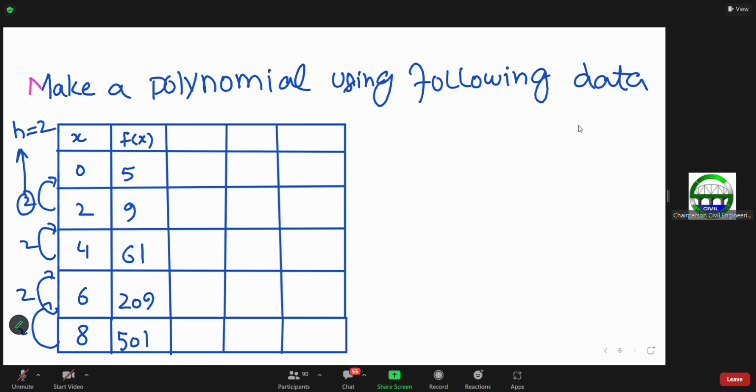Anyway, what we were talking about: we said make a polynomial using the following data. First we checked it is equal interval, so we can use the Newton forward or the backward formulas. If it is not mentioned, go with the forward or the backward, it's your choice. Most of the time I prefer that you go with the forward because it is easy, so you will not have to mix up two kinds of formulas.